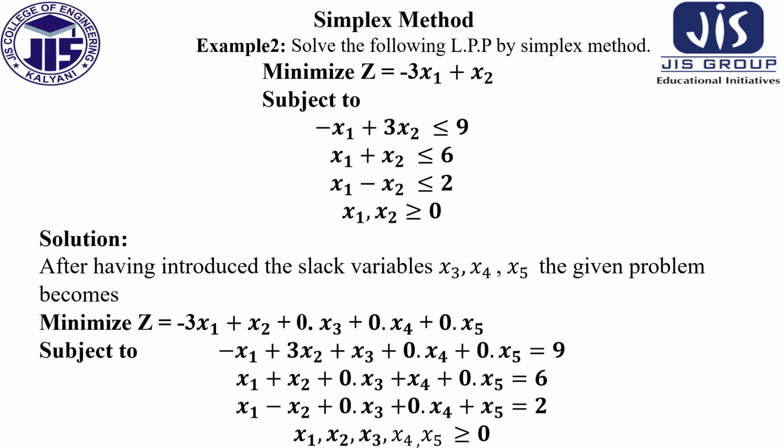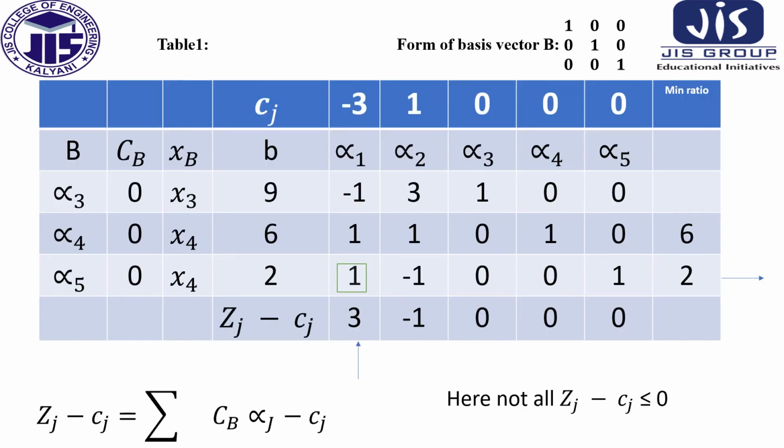Okay. So the second problem we have given here is with a min objective function. So for the min objective function, minimize Z is equal to minus 3x1 plus x2, subject to all the constraints that are there. So we have to introduce here the slack variables because all the constraints with less than or equal to sign are present. So we have introduced here three slack variables x3, x4 and x5. Okay. So we have drawn here the same way.